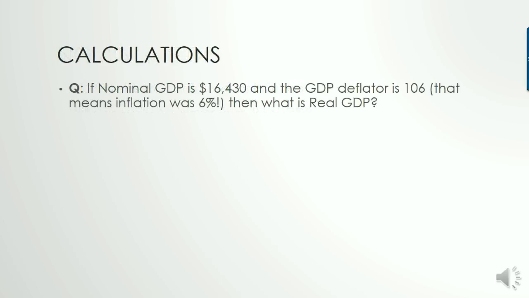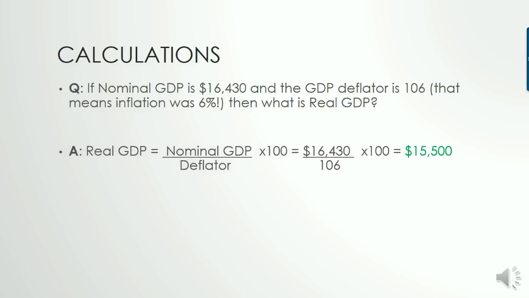Now we're going to do some calculation practice. This first one I'm going to do with you, and then the next one I'm going to pause the video and let you try to figure it out on your own. Here's our question. If nominal GDP is $16,430 and the deflator is 106, which means inflation is 6%, then what is real GDP? Here is our answer, and I'll work through it with you. Real GDP is nominal over the deflator times 100, which is 16,430 over 106 times 100, which comes out to be $15,500. This one's pretty straightforward.